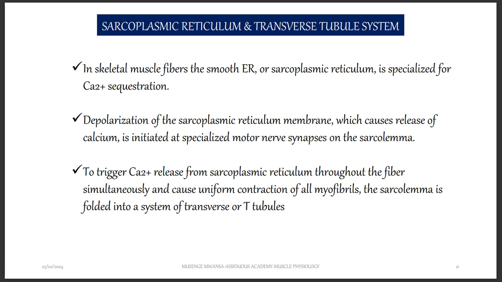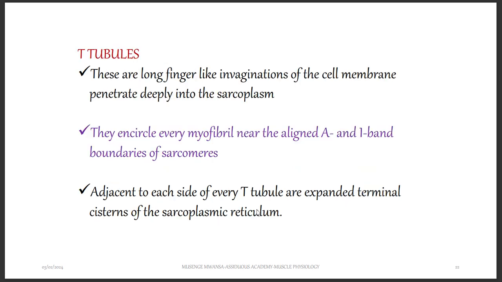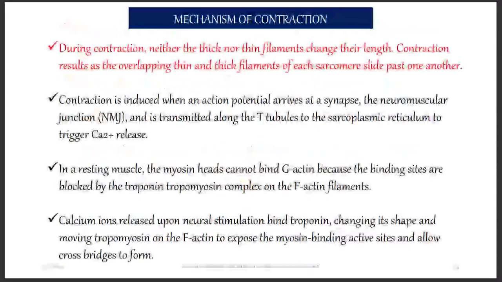So if an action potential enters the T tubules, it is going to cause the sarcoplasmic reticulum to release calcium, and also contraction of the myofibril. The sarcolemma is going to be folded and is going to have T tubules. T tubules are going to be found between the A and I bands, and that is where the action potential will be able to flow. Now, the mechanism of contraction of skeletal muscle.